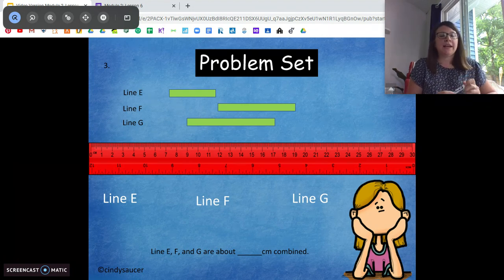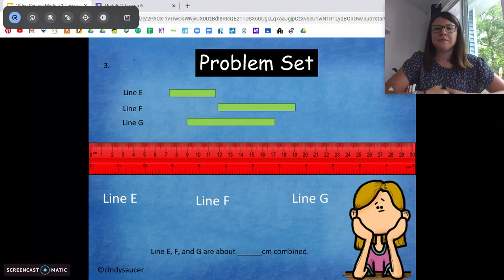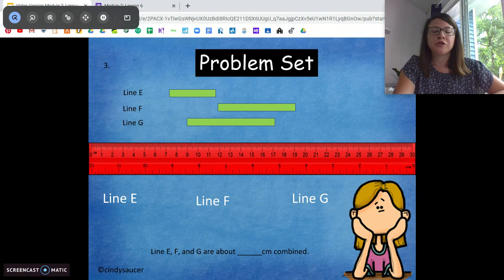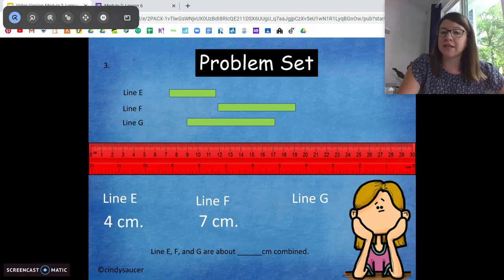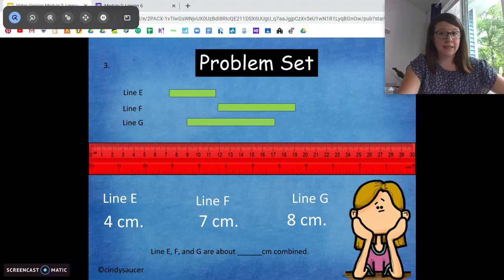Okay, so go ahead, pause the video again. Measure the lengths of line E, F, and G. Unpause when you're ready. Ready? Okay. Line E, you should have got about 4 centimeters. Line F, 7 centimeters. And line G, 8 centimeters.